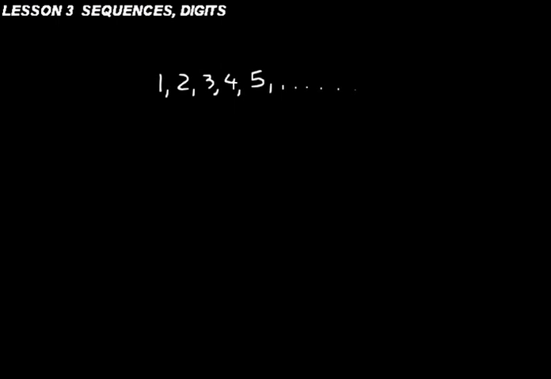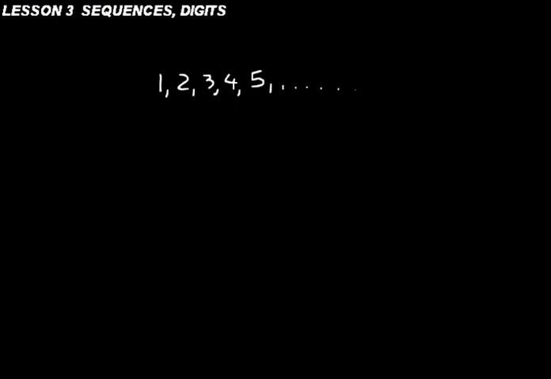You can also see there's a pattern there. We're adding 1 each time. So we have 1 plus 1 is 2, plus 1 is 3, plus 1 is 4, and so on. That's what a sequence is. It's a pattern that we recognize in a set of numbers.